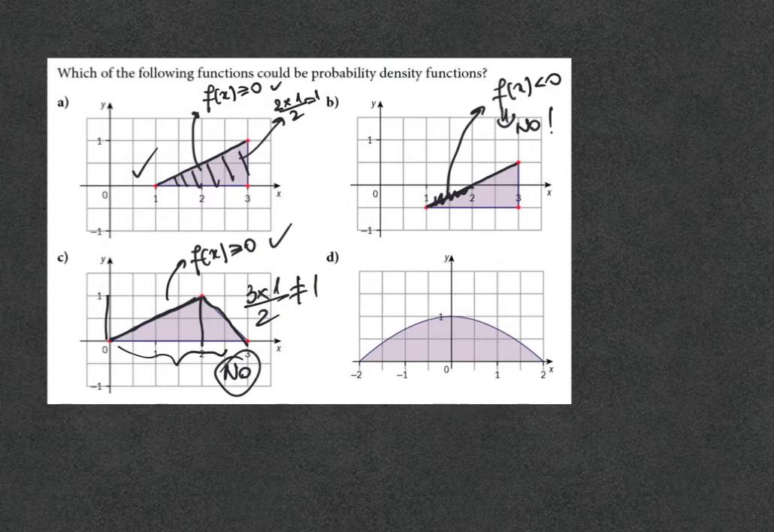Here, for this one, f of x is always bigger than or equal to 0, correct? But if I'm looking at the area, well, here is minus 1, here it's 1. Look at this. This triangle has an area of 1 over 2 and this triangle has an area of 1 over 2. Both are 1, so this area is bigger than 1, so it's not a probability density function.